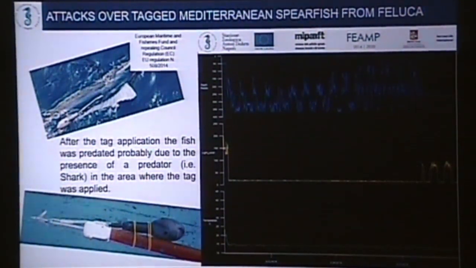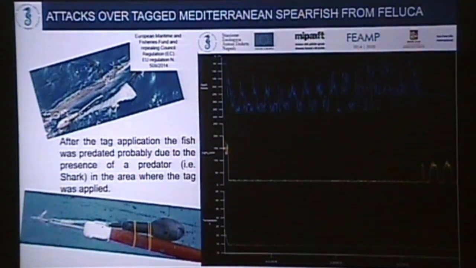Another piece of evidence of shark attacks comes from one of our tagging programs. This year we ran a tagging program on Mediterranean spearfish, where we tagged 3 Mediterranean spearfish, 2 of them using the felucca boat. When we retrieved one of the tags from the spearfish tagged with the felucca boat, we observed a very unusual diving behavior for the species, with no light level at some point.